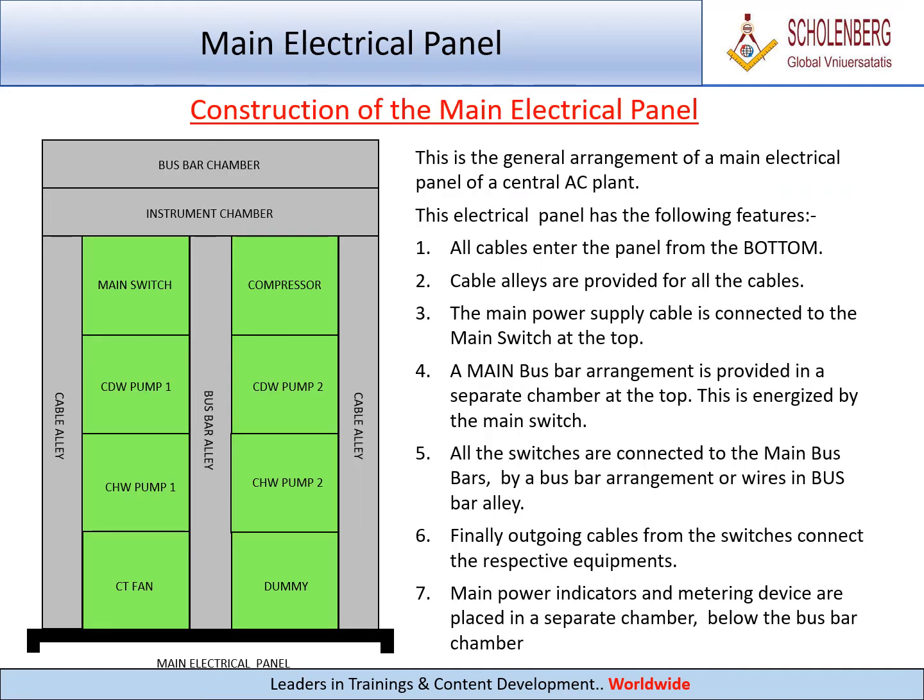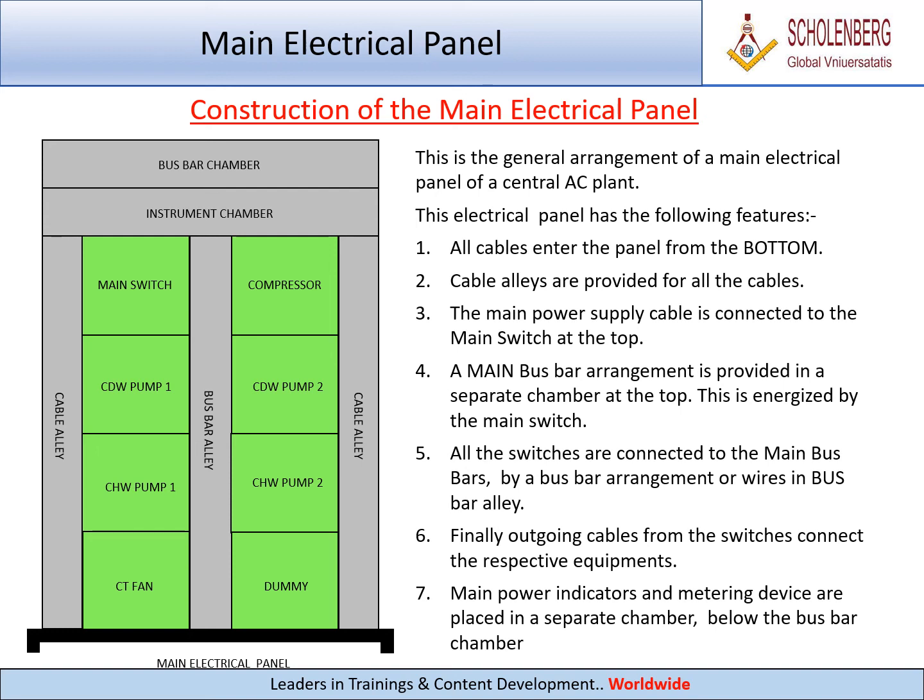Construction of the main electrical panel. This is the general arrangement of a main electrical panel of a central AC plant. This electrical panel has the following features. 1. All cables enter the panel from the bottom. 2. Cable alleys are provided for all the cables. 3. The main power supply cable is connected to the main switch at the top.